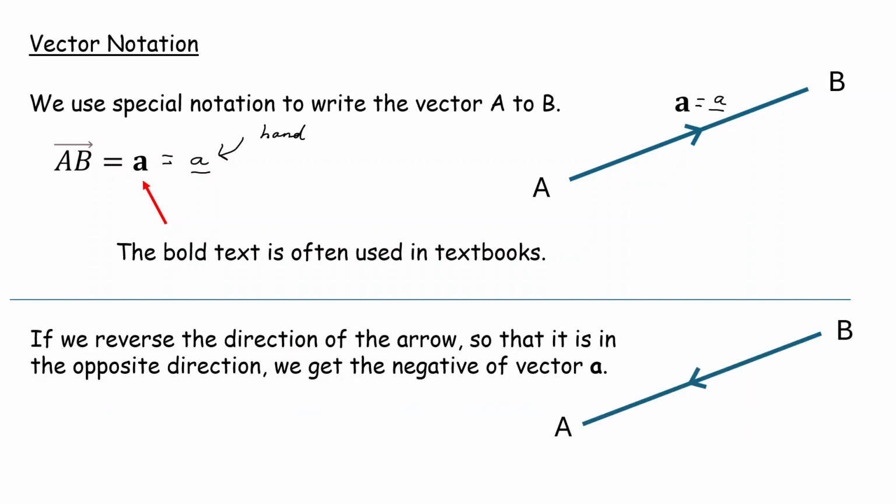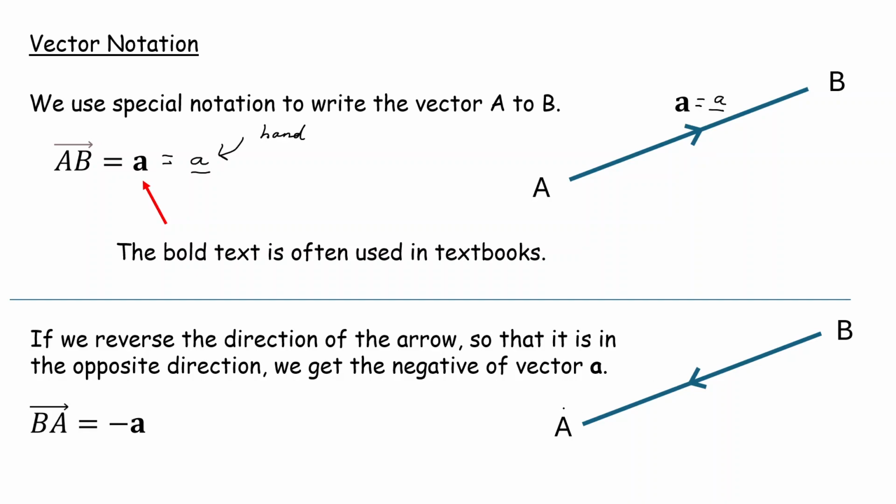What about this vector down here below? Well, if we reverse the direction of the arrow so that it's going in the opposite direction, we get the negative of the vector a. So we've got a very similar vector. It's the same magnitude, but this time the direction is going in the opposite direction. So we're going from B to A, and that is important. We're starting out at B, and we're going to A.